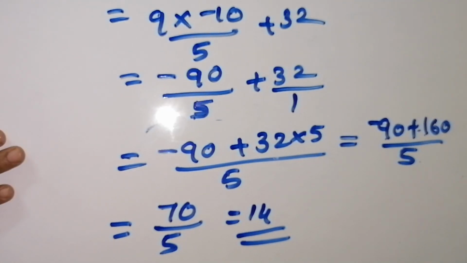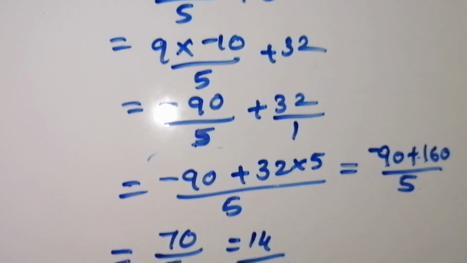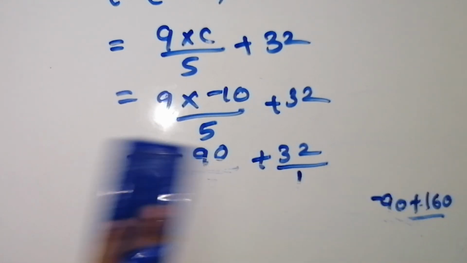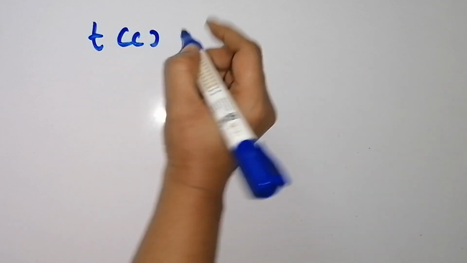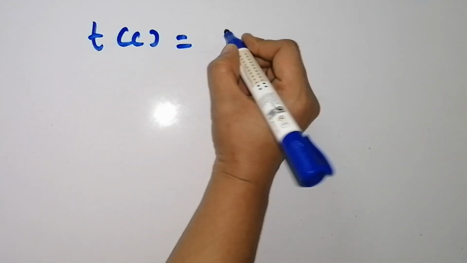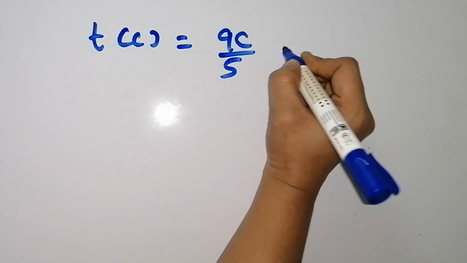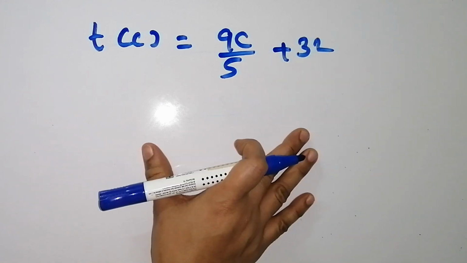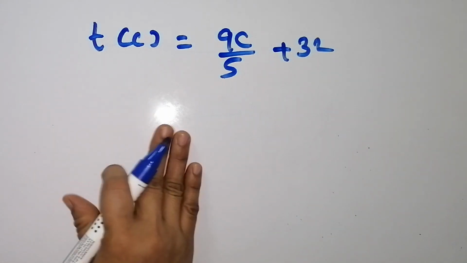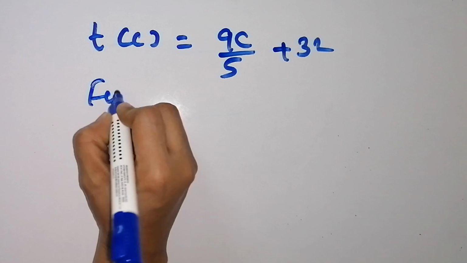Okay, clear? Then our fourth sub question is a little different from the above three problems. We use the same method with a little change, and two or three steps can be changed. Then we move to the fourth sub question. What is the fourth sub question? T of c is equal to, first we write the question here, 9c divided by 5 plus 32 is our question.